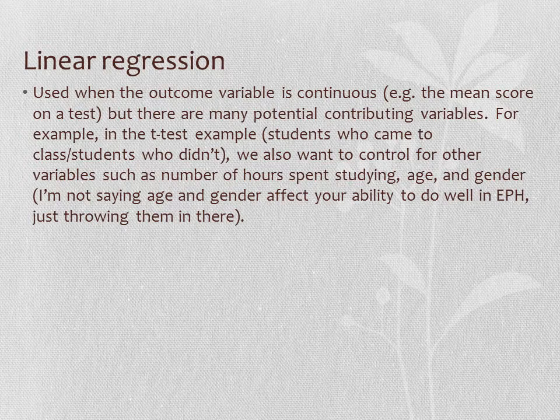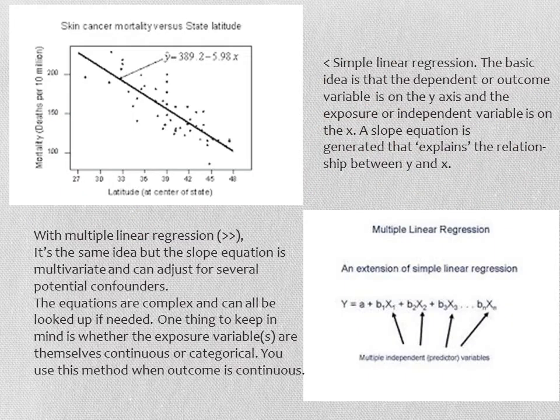So say we wanted to look at those things. How would we look at the independent effect of each one of those things on the mean score on the exam? And the way that you do it is this. So these are slides that I got from the internet, and they're not the same example, obviously. The top one is looking at, the top left is looking at skin cancer mortality versus state latitude.